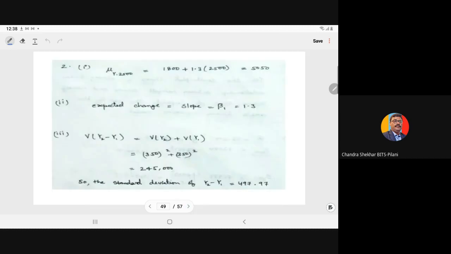So mu y, meaning the expected value of y when x is equal to 2500, will become 1800 plus 1.3 into 2500. So it will come 5050.